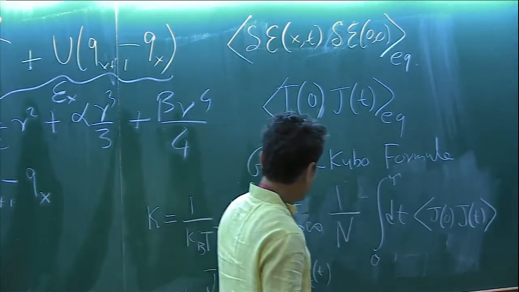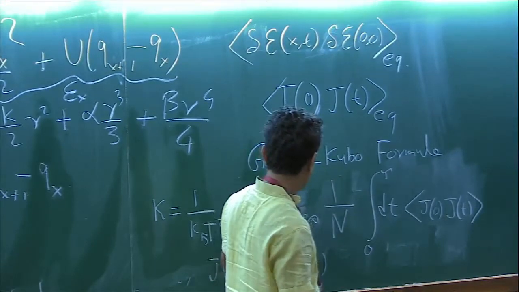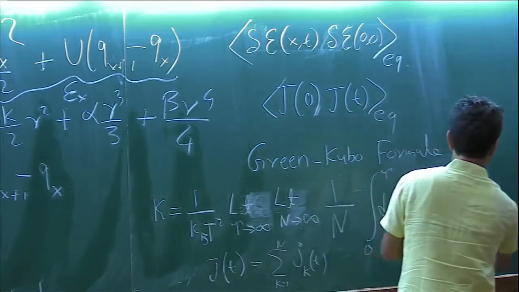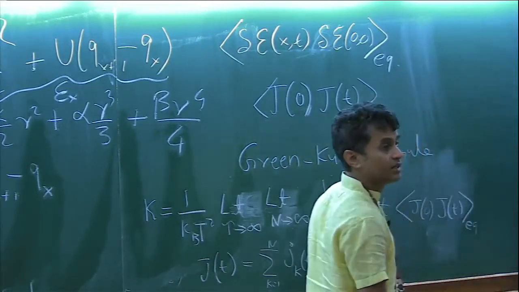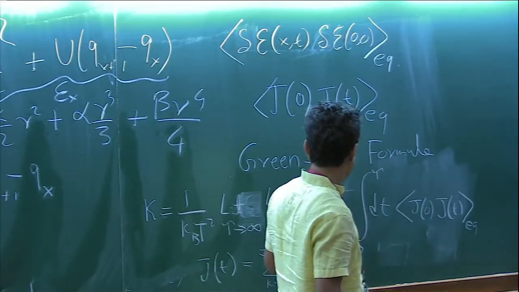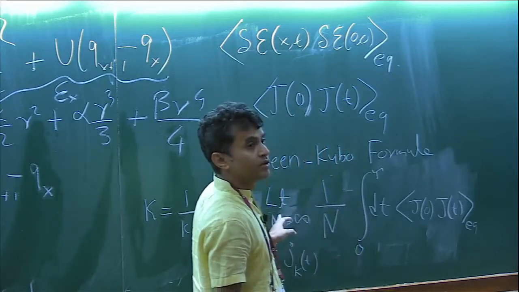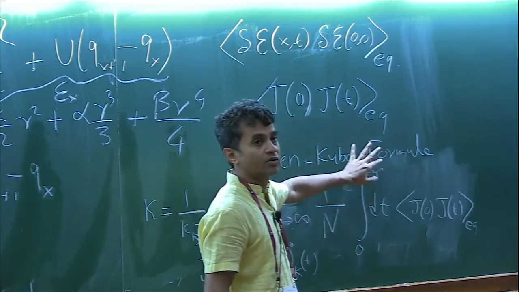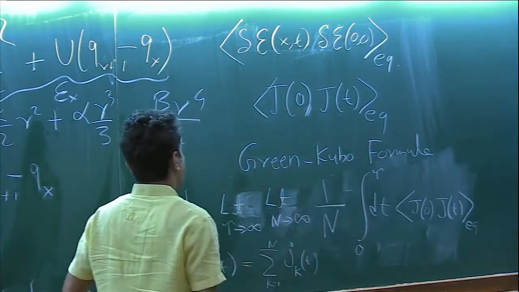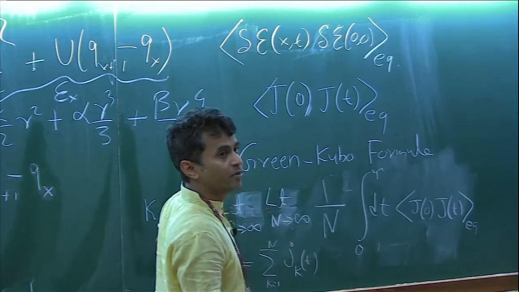I have defined the local current operator on each bond, and then you can define a total current, which is a sum over all the currents. Then you can compute this object J0, JT for a system of size N. You have to divide by N, take the limit N going to infinity, and then take this time tau. You have to do this limit in a particular way to get a sensible answer. And if it's a system with diffusive transport, this should give you the thermal conductivity.